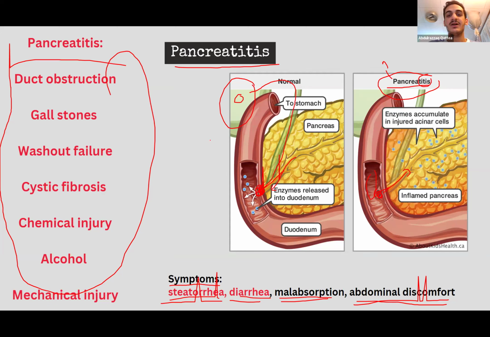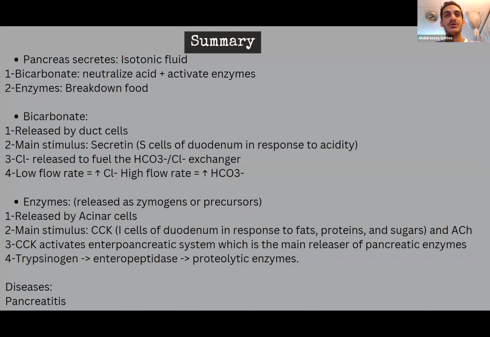So I think, guys, we're finished. I'll just give you a summary, then we go to the quiz and practice questions. So we said the pancreas secretes isotonic fluid. What does isotonic fluid mean? It means the sodium, potassium, and ions will be the same as the plasma. Okay? What will the pancreas secrete? It will secrete bicarbonate and also enzymes.